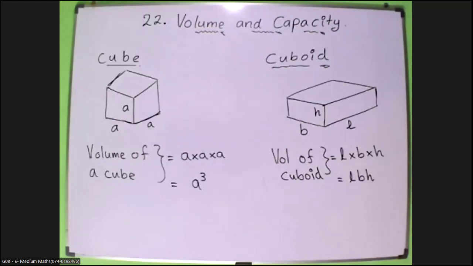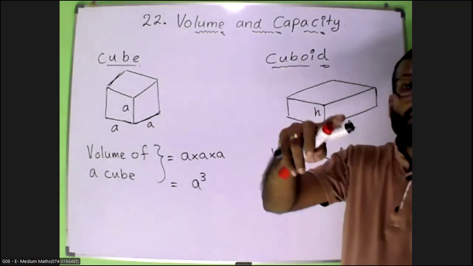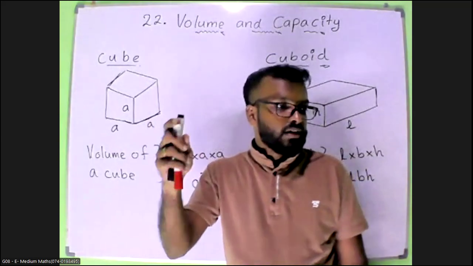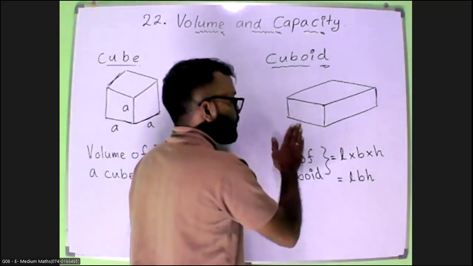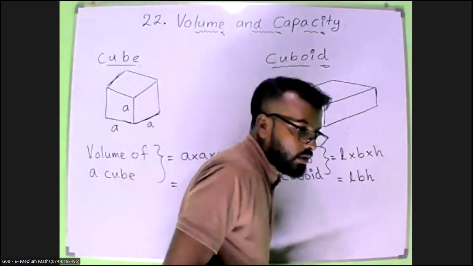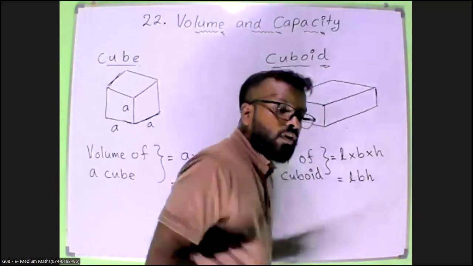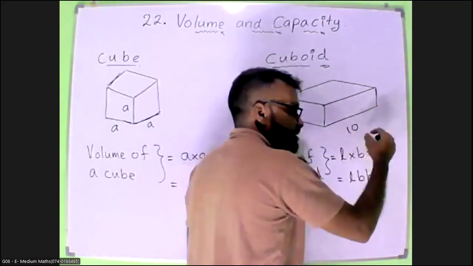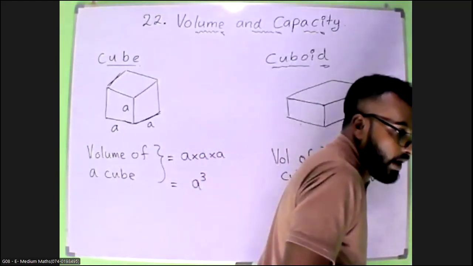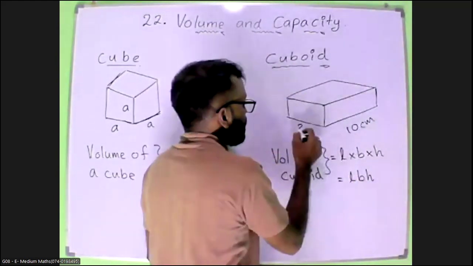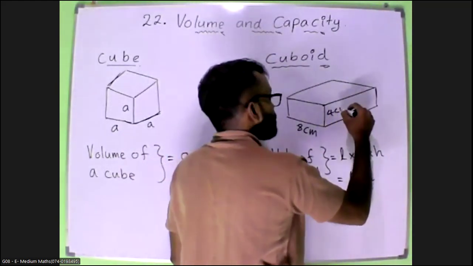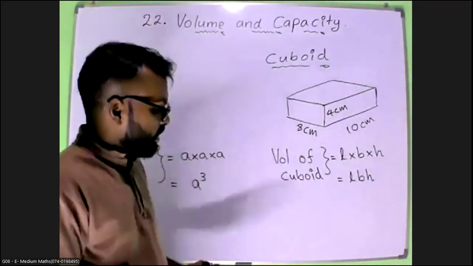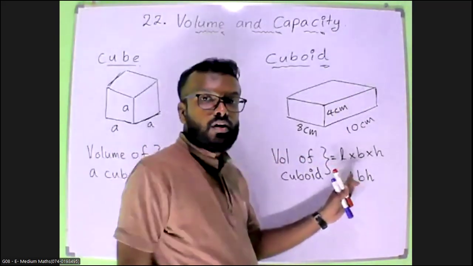Okay, guys. In the first question, they are asking to find the volume of a cuboid with length, breadth, and height 10 centimeters, 8 centimeters, and 4 centimeters. So this is my cuboid, and you have to find the volume. Length is 10 centimeters, breadth is 8 centimeters, and the height is 4 centimeters. The unit is centimeters.